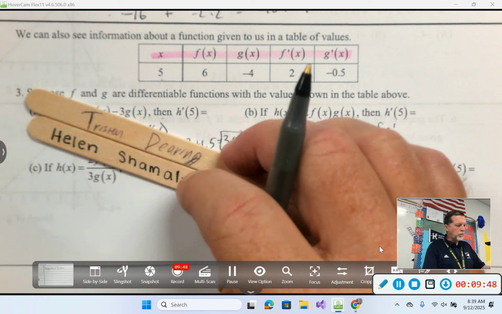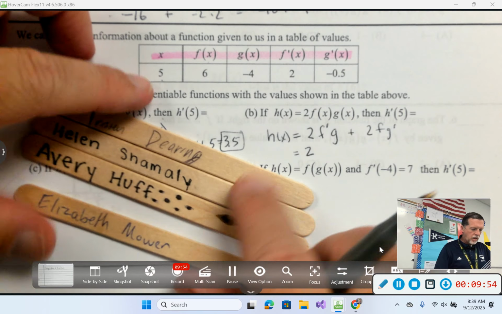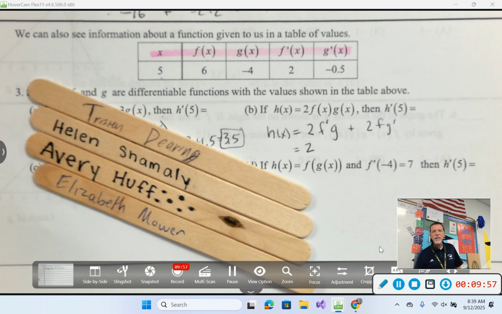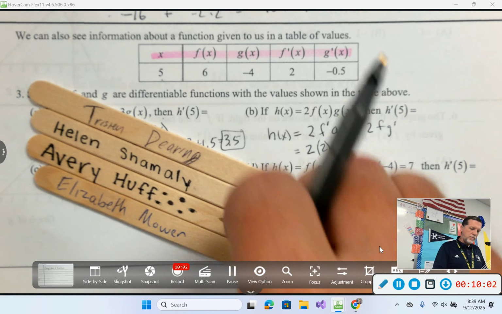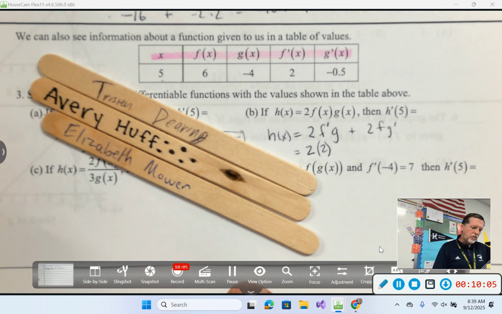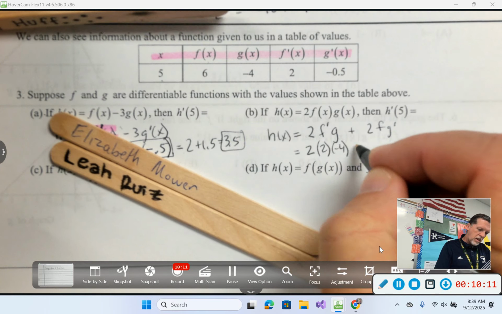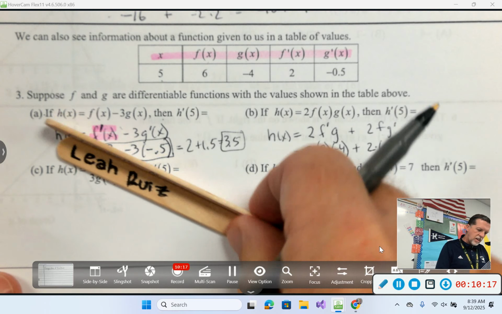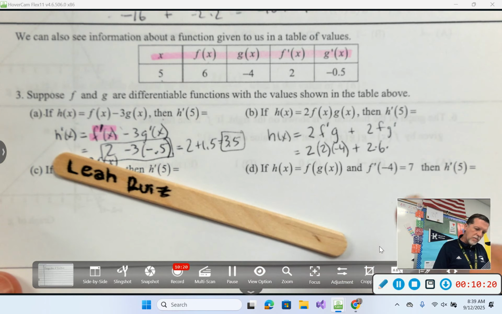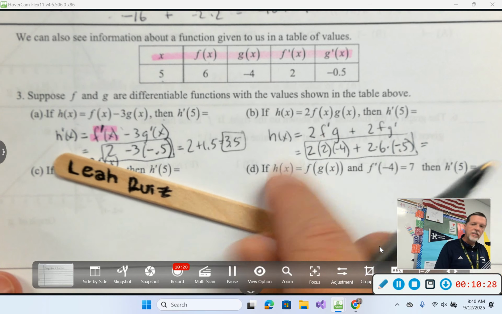So I can call in 4 people. We've got to pick the right values here. So Tristan, what's f prime? 2. Helen, what's... Oh, it's not there. Bump it up here. Avery, what's g? Yep. Elizabeth, what's f? 6. And Leah, g prime? Negative 0.5. And that would be a safe stop, so you could leave that as an answer.